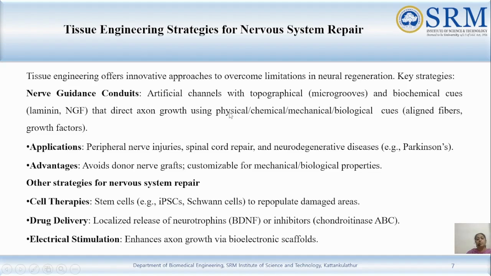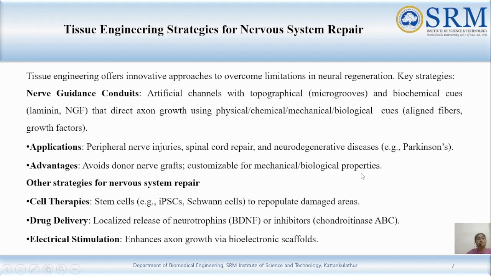So we can use a combination of physical cues. As I told you, micro grooves or specifically oriented fibers can be used. We can make nanofibers prepared using electrospinning, and the oriented fibers can be used for growing the neurons. You can use chemical, mechanical, and biological cues that can help in neuronal growth. Coming to the application, they can be used for peripheral nerve injuries, spinal cord repair, and for neurodegenerative diseases, for example, Parkinson's.